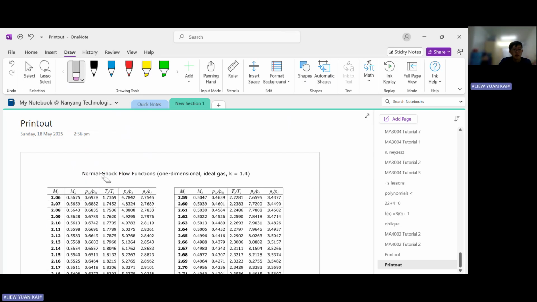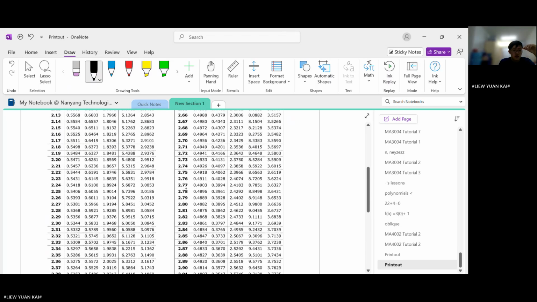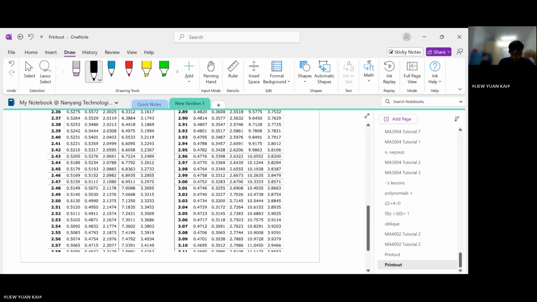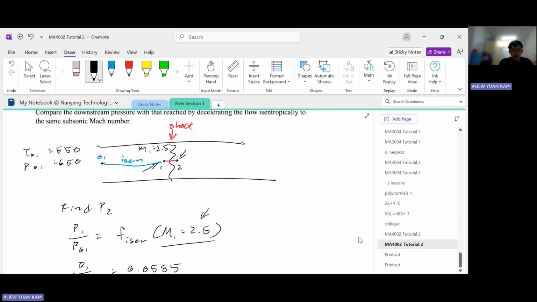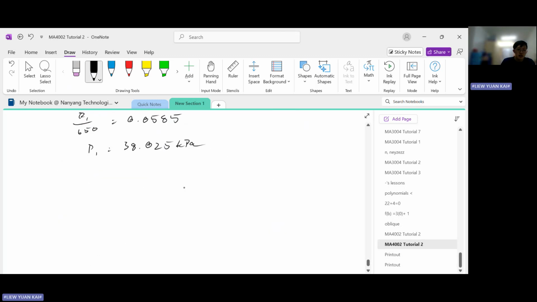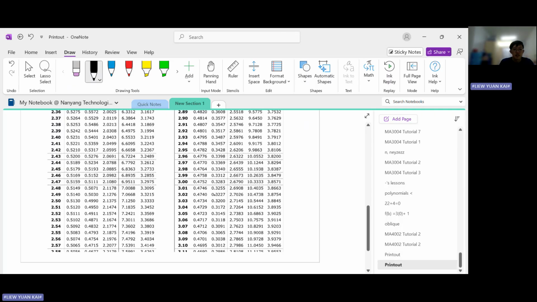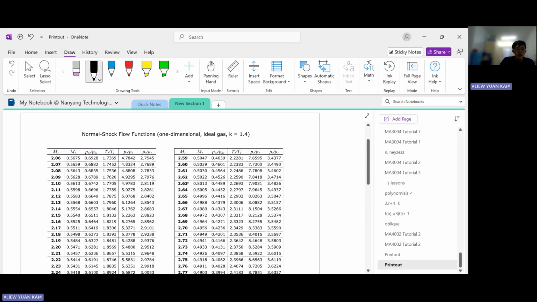So here is a normal shock table. We want to find when the Mach number at point 1 is 2.5, right? Before that, let me write down what we need to do. We go to the shock table, and then look at the headings here. Which column is relevant to us? The column that is relevant to us is the pressure ratio because we want to find P2, right? So this column is relevant to us.